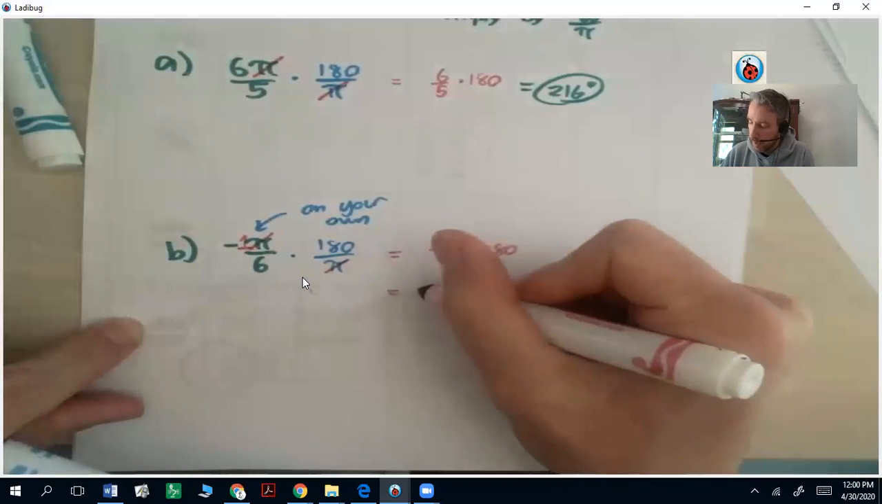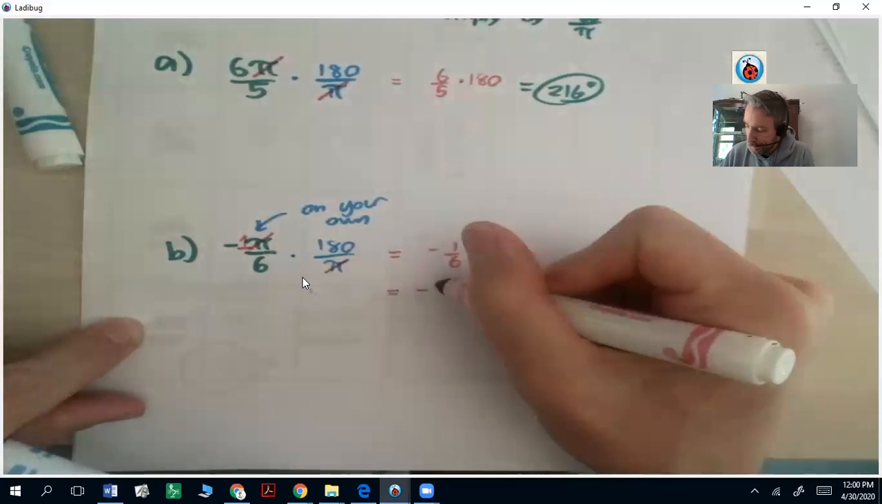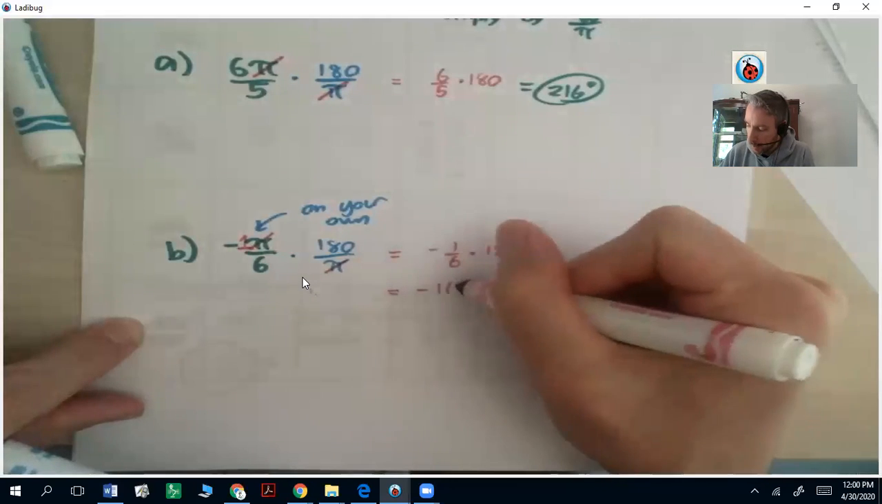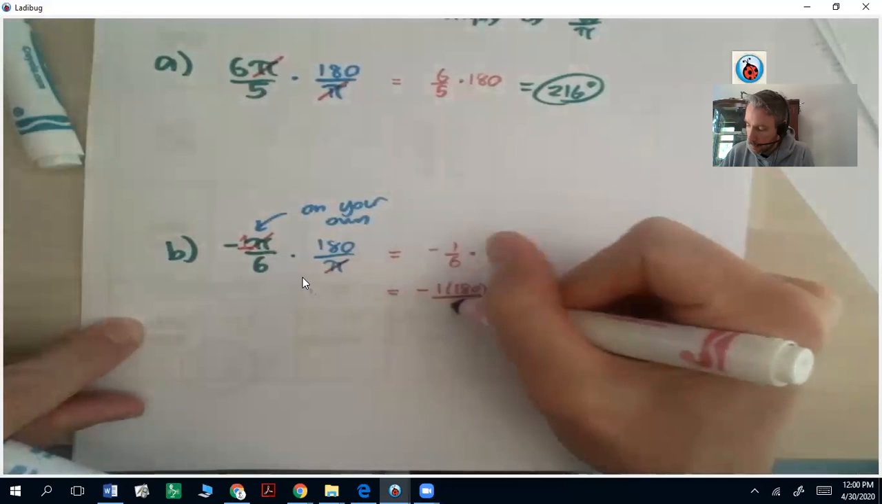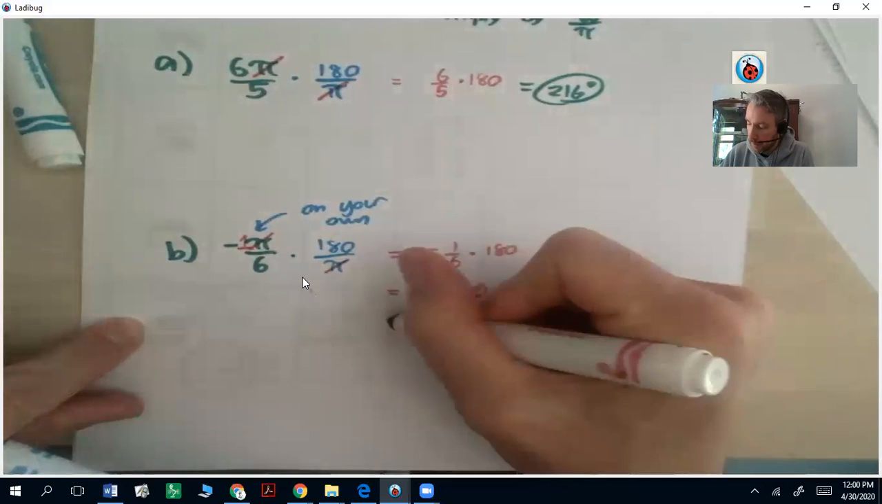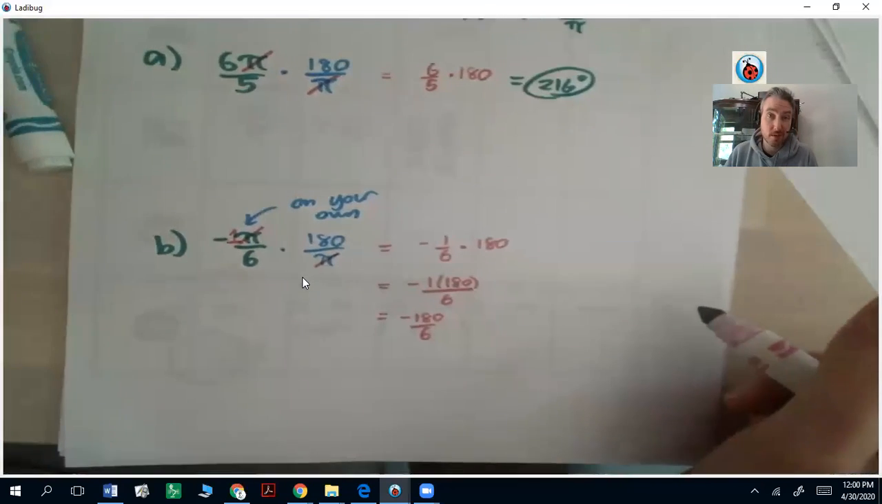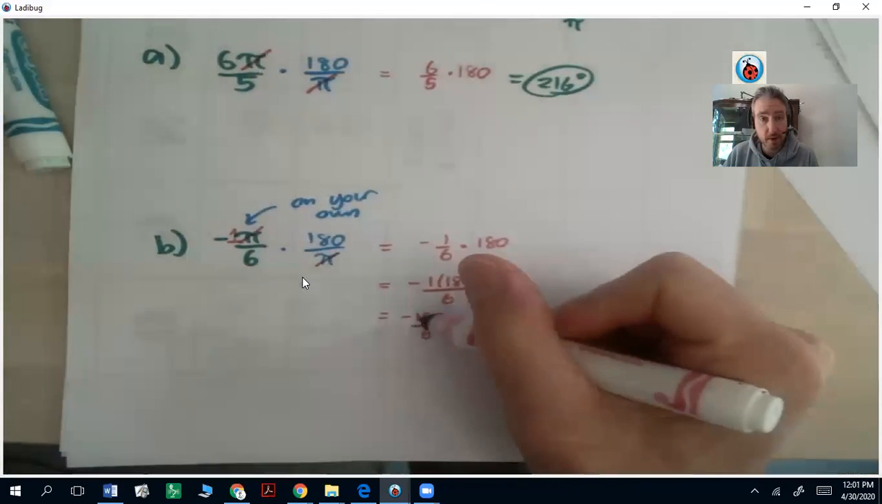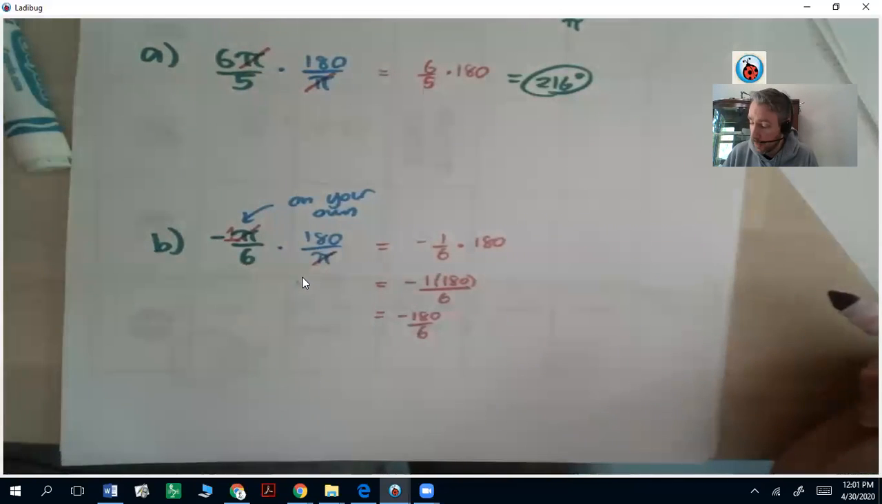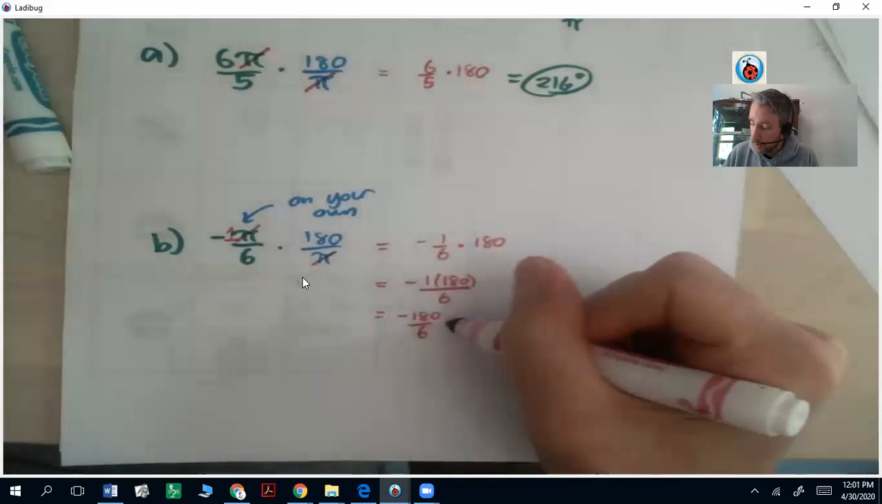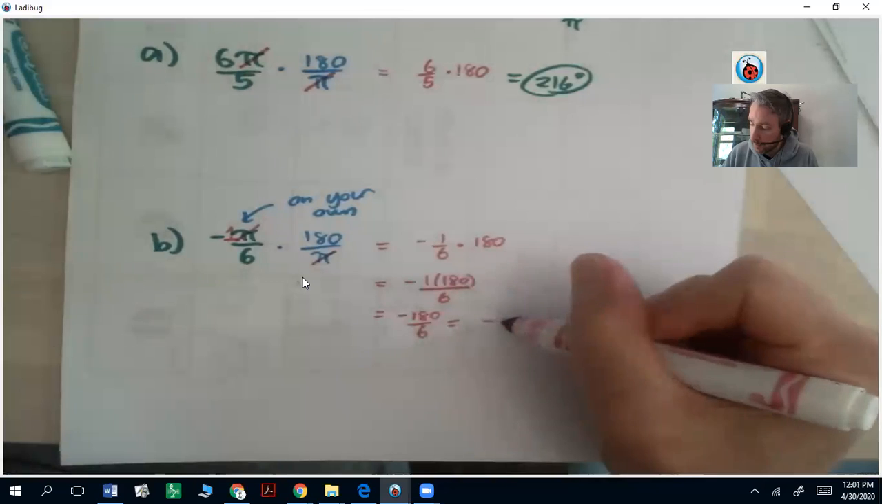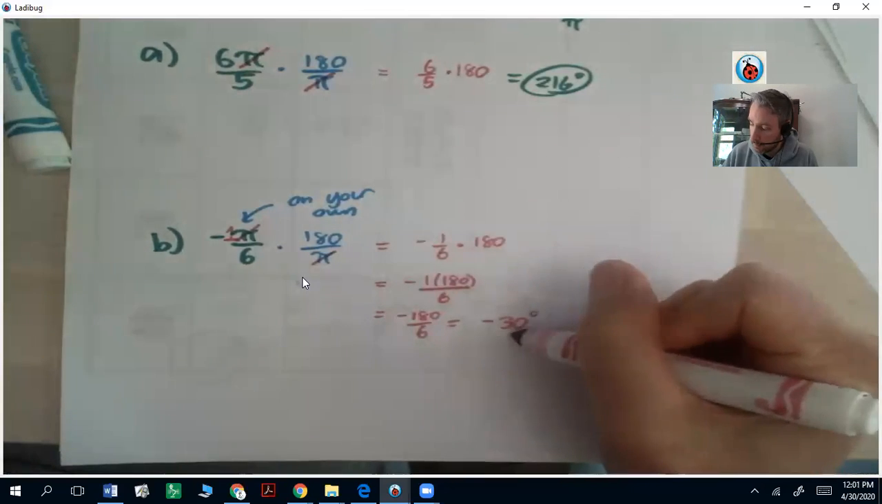Or you can think about it as negative 1 times 180 over 6. And that 1 doesn't really need to be there. So it's really negative 180 divided by 6. So if you want to do this without a calculator, let's just do 18 divided by 6 and put a 0 on after that. You can check it with the calculator, but it should be 30. So our answer is going to be negative 30 degrees.